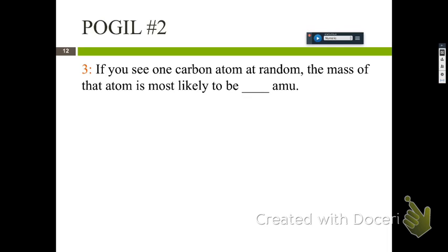So let's go ahead and talk through a couple, just to make sure we're on the same page. If we were to see one carbon atom at random, which one do you think it would be and why? New voices? New voice, go ahead. What's the name again? Krush. About 12 AMU because it's 98% abundant. Is it about 12 AMU? It is slightly more.